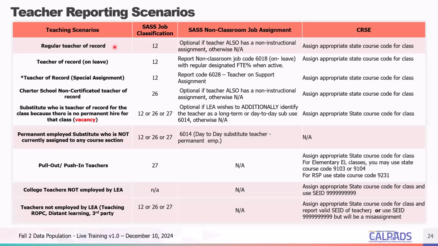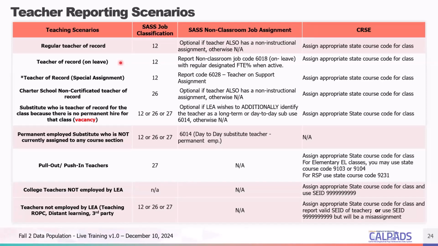In regular circumstances, you report them with a staff job classification code of 12, and you would assign the appropriate state course code for the class to that teacher. The non-classroom based support assignment field is optional, and it may be populated only if the teacher also has non-instructional assignments. Otherwise, it is not applicable. If the teacher of record is on leave, so that's the scenario in the second row of this table here, if the teacher of record is on leave, you are still required to report the teacher's seat to the course.